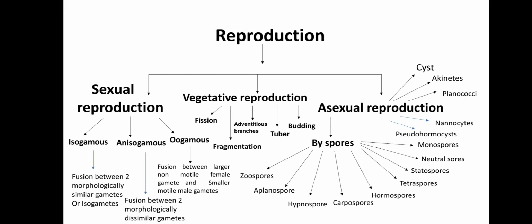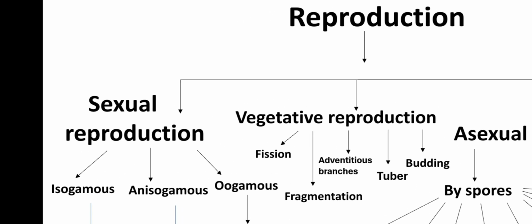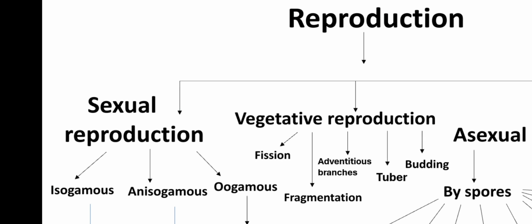Today I will discuss the different modes of reproduction present in algae. It is the overall mind map of different modes of reproduction. Algae can reproduce sexually, asexually and by vegetative means. In sexual reproduction, two parents are involved, or two gametes, male and female gamete, fuse to form a zygote.